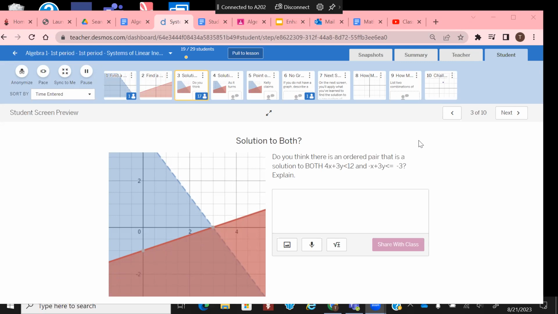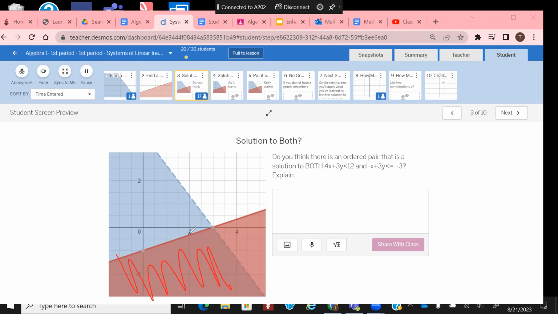Okay. So where would the answer lie? In the blue, red, or purple region? Purple. In the purple region, right? Exactly. So that's where those two colors overlap.